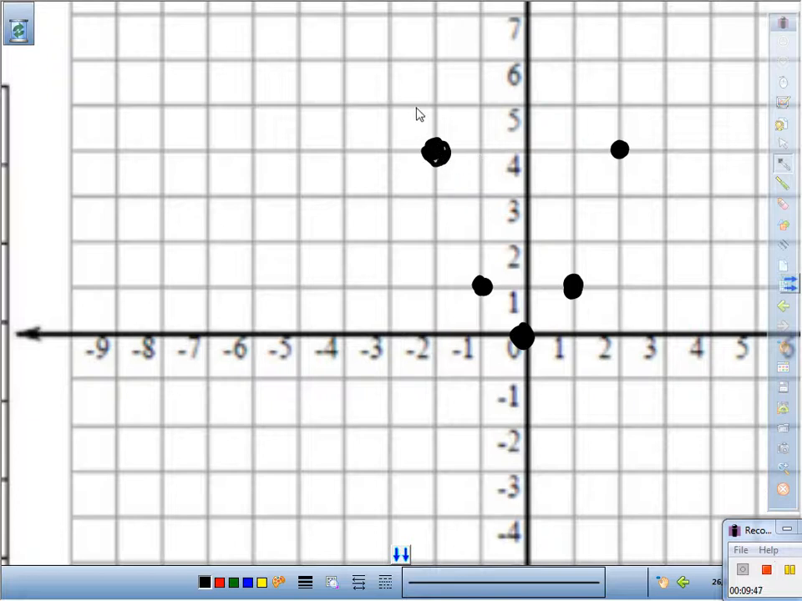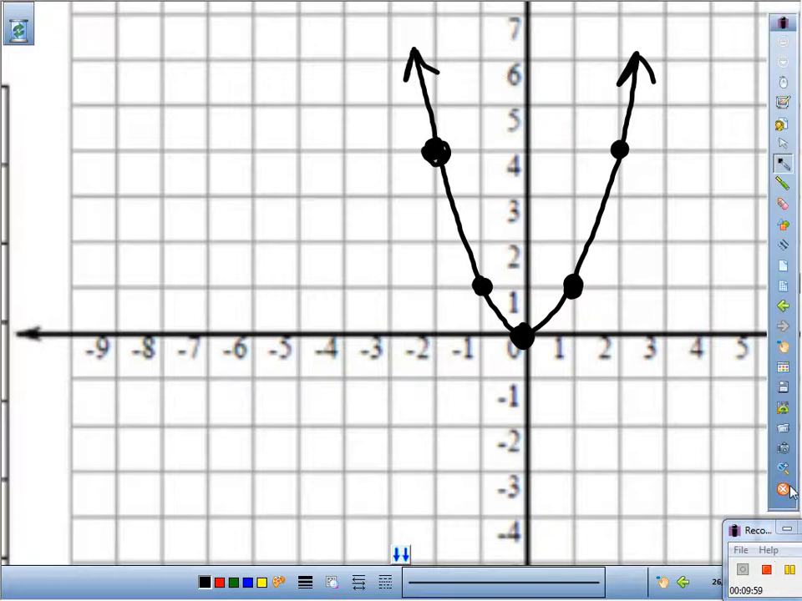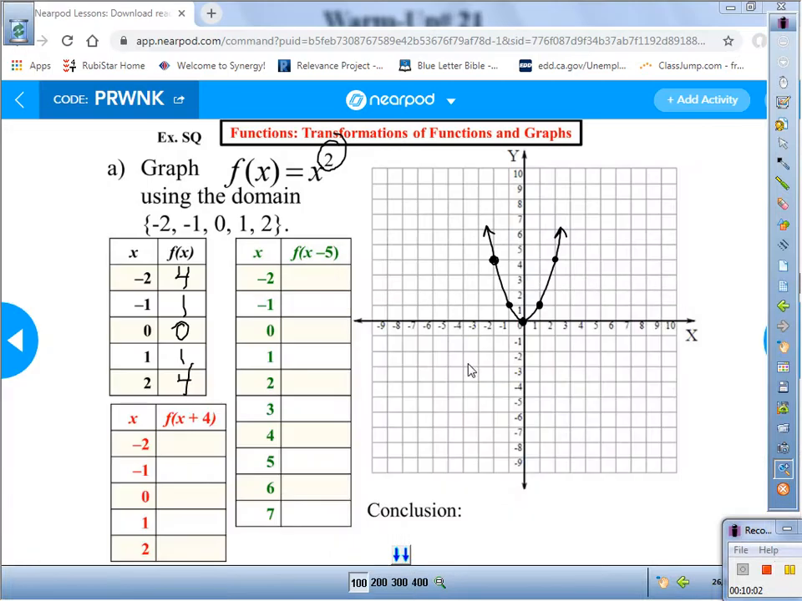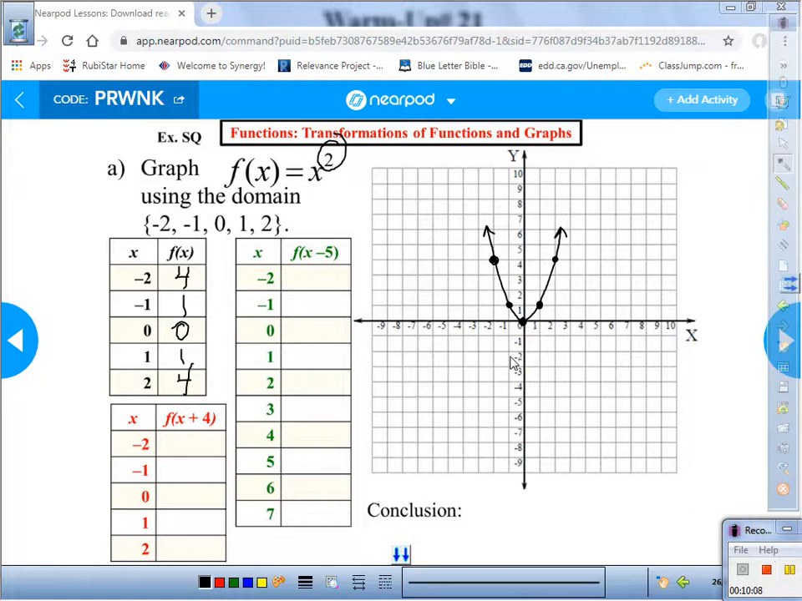Okay? And let's graph our function. There it is. Now, I know yours is not going to come out as pretty as mine, but just try. There it is. Okay? All right. And I'm going to label that. This is our original one. What do we label it? f of x. Yes, that's our original function. Okay?